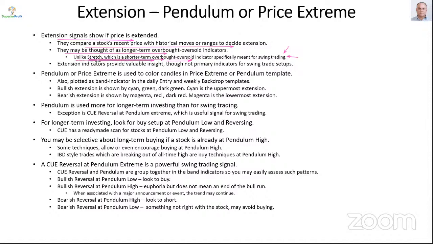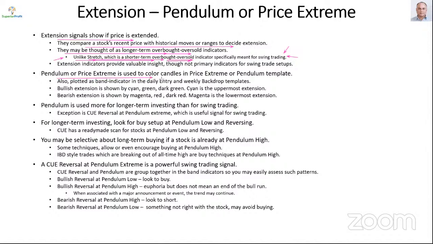Stretch is very fast. So I came to this point because stretch is very fast, but not pendulum. Pendulum level has a separate purpose. It has a much longer duration consideration to decide if it is extended or not.